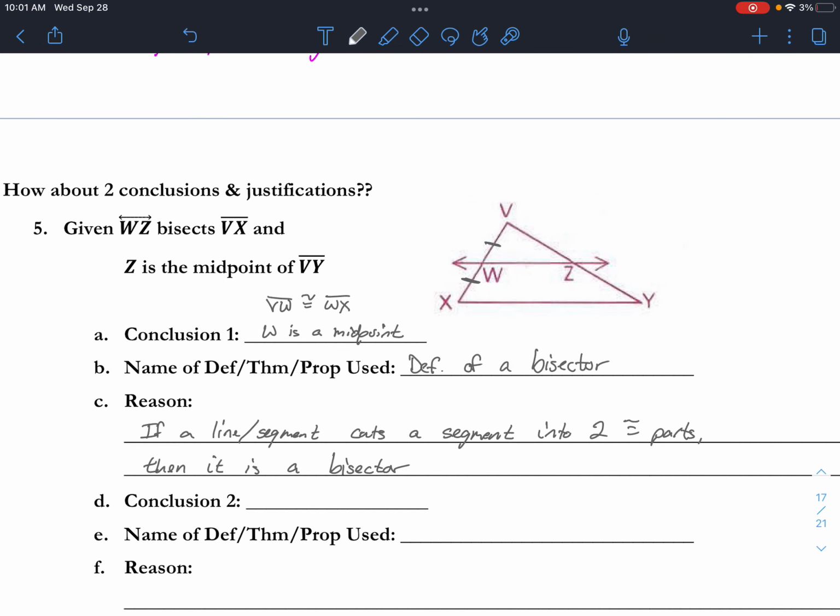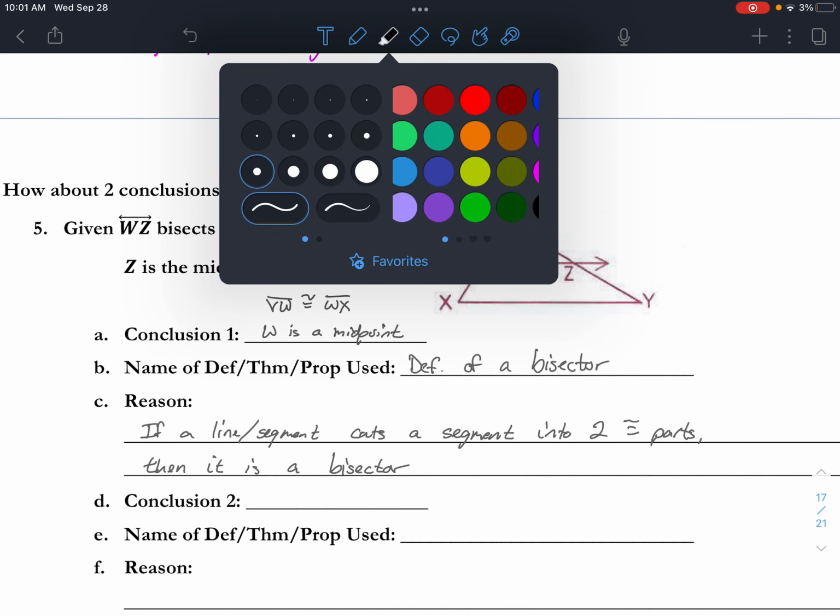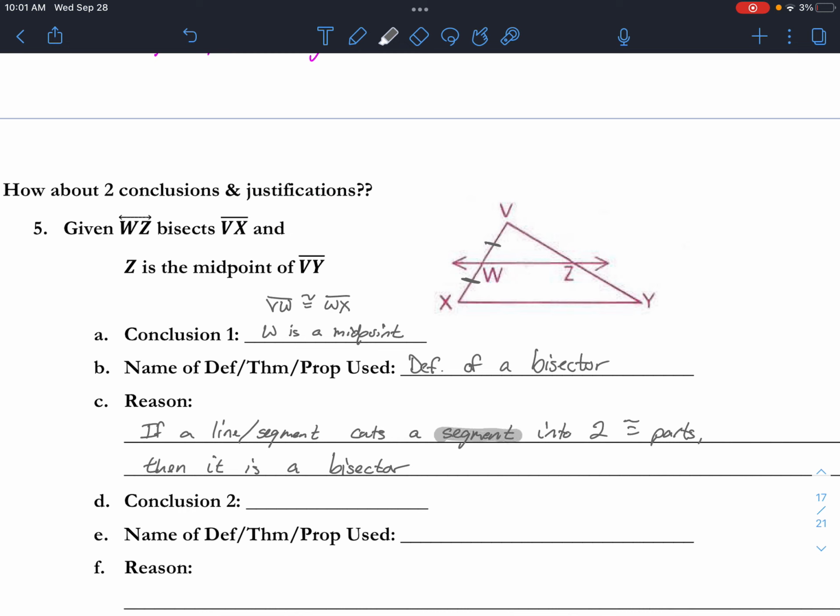Nice. And again, the only thing that really changed from our definitions of these so far was probably just this word segment, and then we replaced angle bisector with just bisector. If you wanted to put the word segment here, you are more than welcome to do that, but it's just not a requirement.